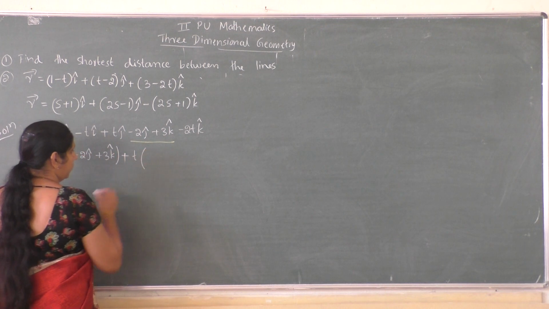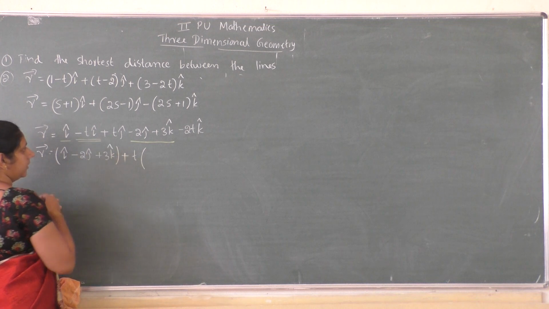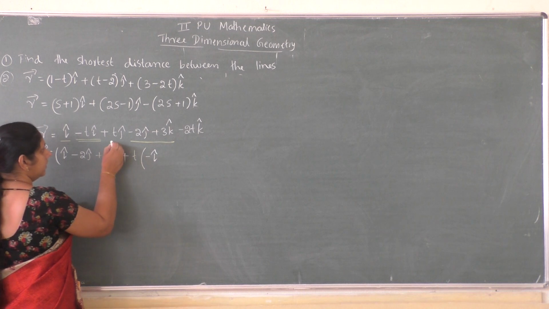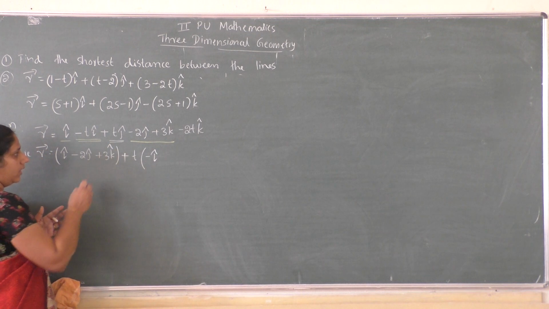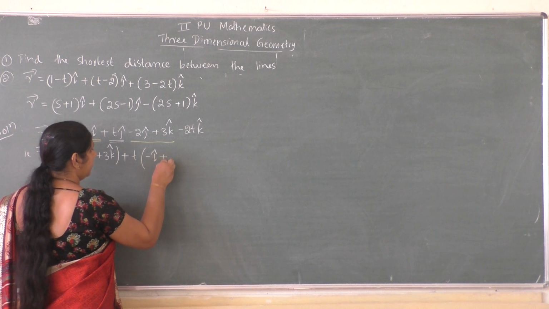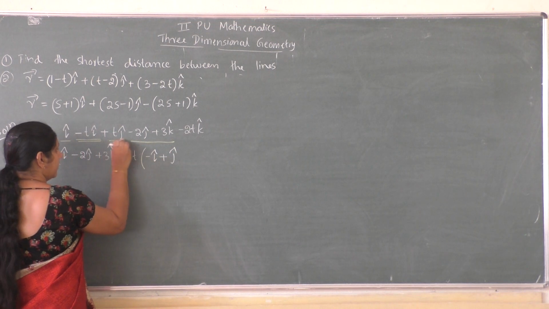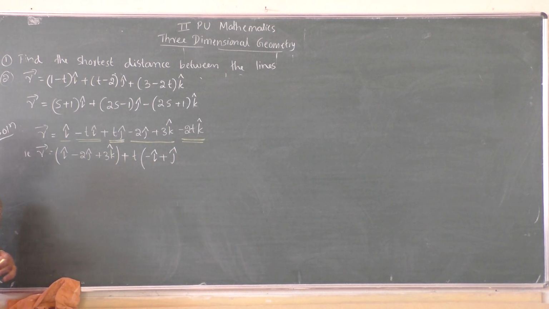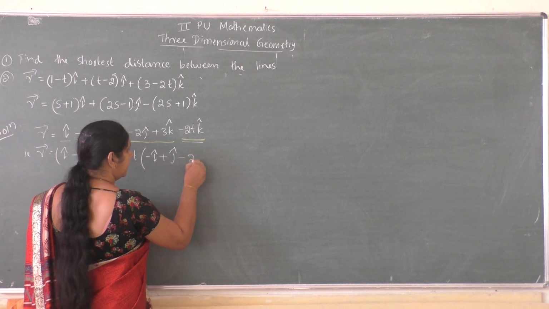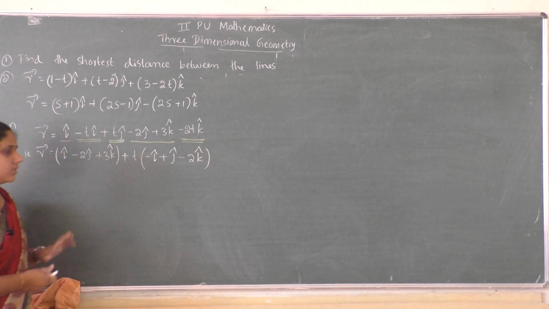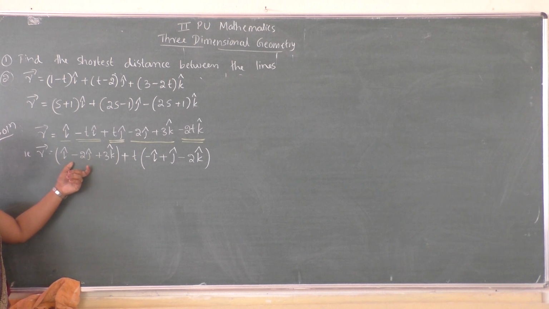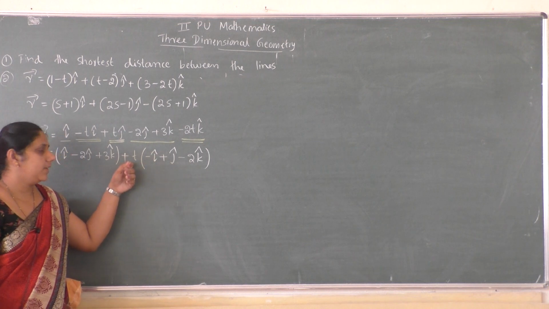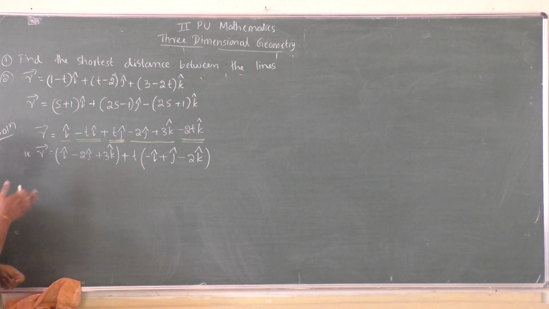If I take t outside, what is the remaining term here? Minus I cap. Next t j cap, if I take t outside, you will be left with plus j cap, and the last term is minus 2t k cap. If I take t common, the remaining term will be minus 2k cap. Now see this, it is of the form a1 vector plus lambda times b1 vector, right? In the place of lambda we have another constant t.